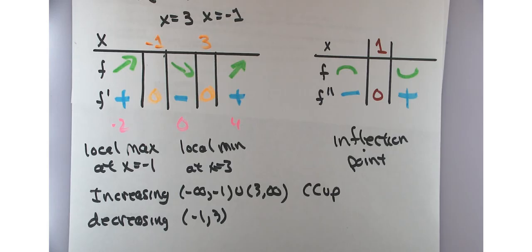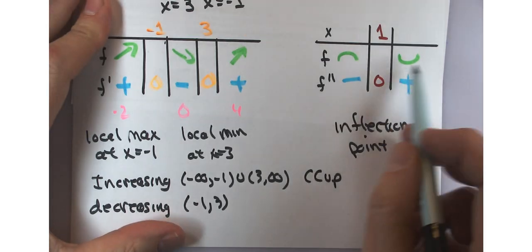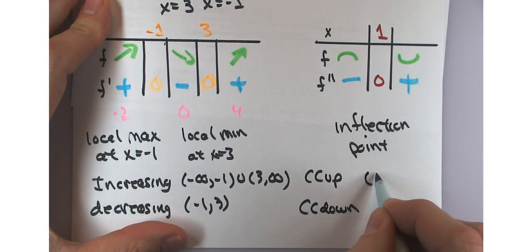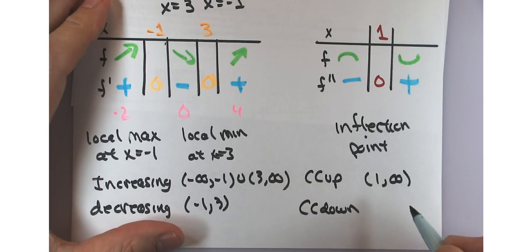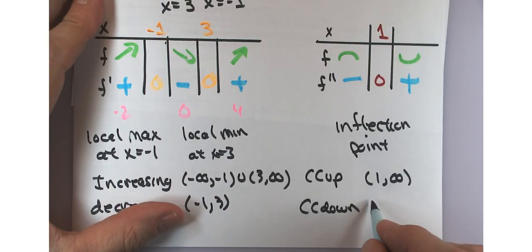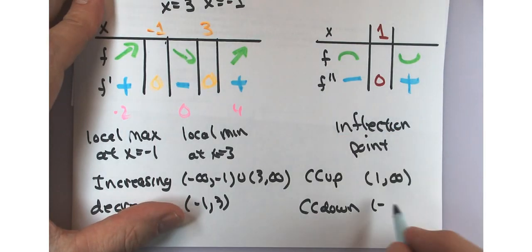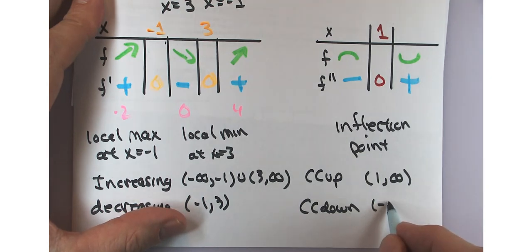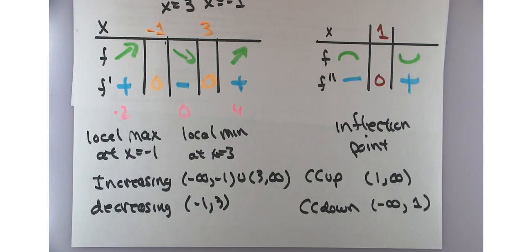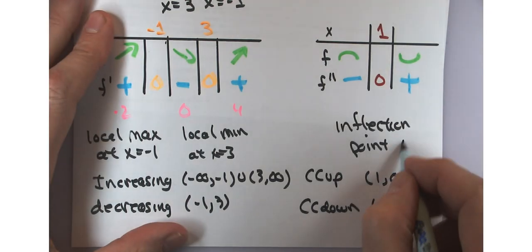Nicholas, where's it concave up? Yeah, 1 to infinity. Awesome. And concave down? Eura, where would be concave down? So to the left here, what interval would that give us? -infinity to 1. Yeah, -infinity to 1. Perfect. Our inflection point is at x equal 1.